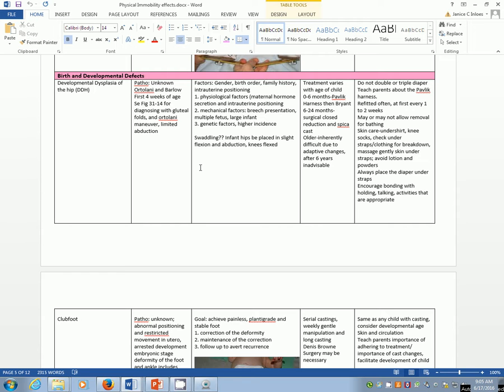Don't use powders, don't use lotions. They complicate things. Put the diaper under the straps, not over it. You will have very dirty straps if you do that. And of course, you've got to encourage bonding with parents. Sometimes they think if they hold the baby with the straps that they're going to disalign it. It's not made to, it's made to work the way it is, and you can hold your baby. So you need to teach the parents that they should be spending a lot of time interacting with their infant and just treating that strap as an additional piece of clothing that their child has to wear.